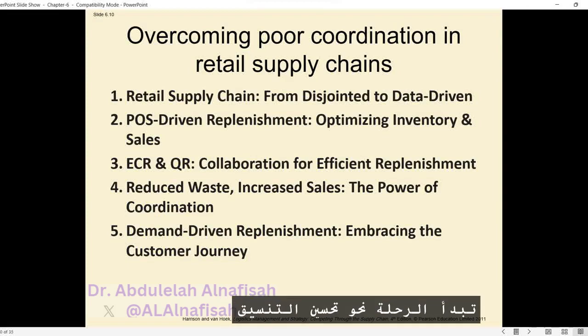The journey towards improved coordination starts with efficient consumer response (ECR), primarily emphasizing food and fast-moving product categories, and extends to quick response (QR), primarily targeting non-food categories. These initiatives are designed to boost supply chain efficiency, minimize waste, and optimize operations by aligning replenishment activities with actual customer demand. Emphasizing collaboration and data-driven decision-making helps address challenges related to demand forecasting and inventory management in the retail supply chain.